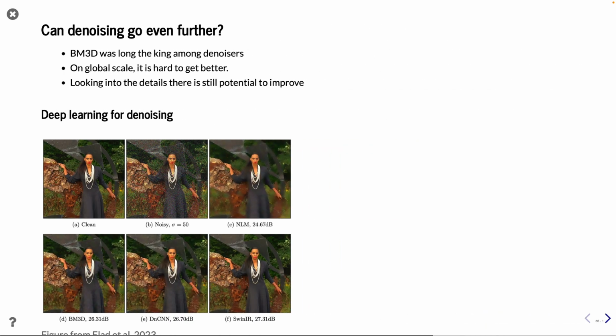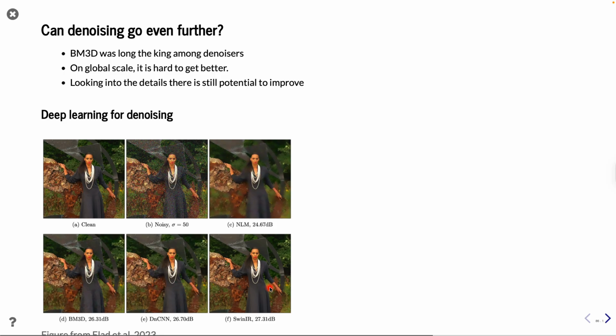The denoising can actually, under certain given circumstances, go even further than BM3D. And that is where the machine learning is coming in. And you can do this denoising with the help of machine learning. And here are some examples. You have the non-local means, you have the BM3D. You can already see here that the non-local means has a very much smearing effect on the images. The BM3D does a pretty good job.